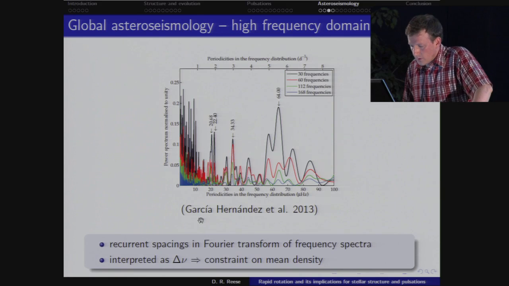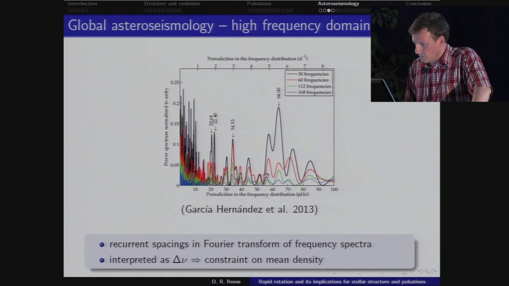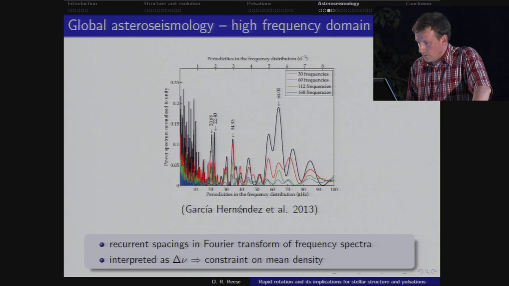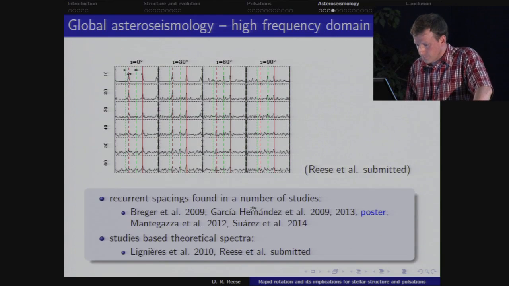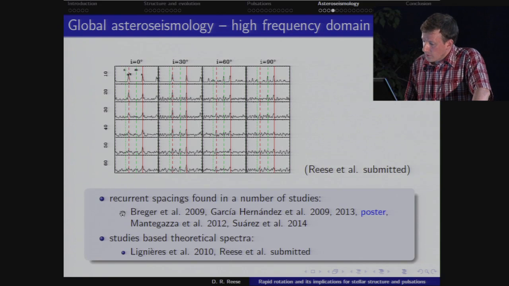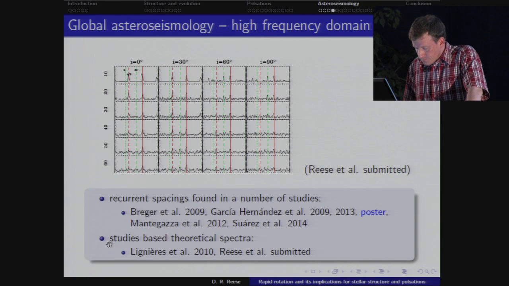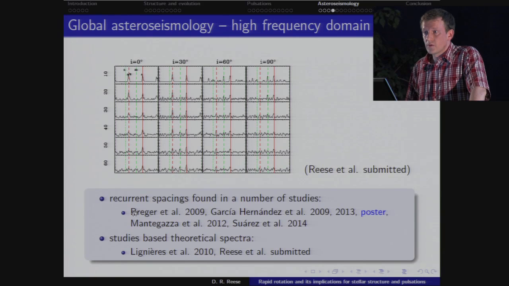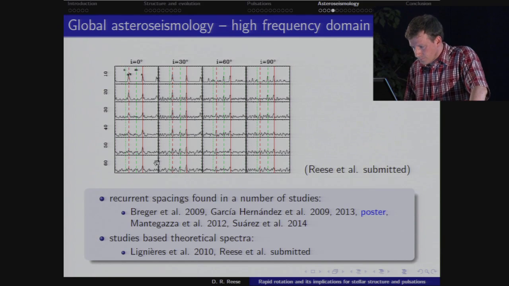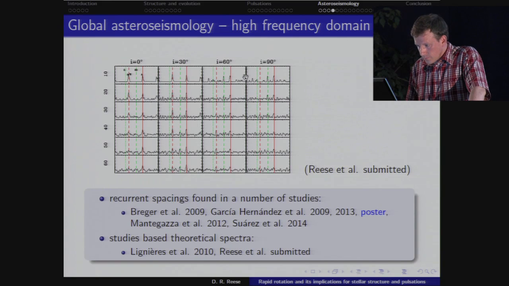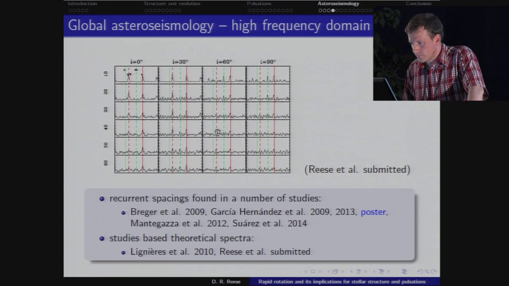Antonio and co-authors have been working on this in Delta Scuti stars, and they found the spacing in a Delta Scuti star here. There's been a number of other studies also looking for recurrent patterns in observed stars, and Antonio has a poster on that. On the theoretical end, we've also worked on seeing if you can expect to find such signatures. This is shown in the autocorrelation function of frequency spectra, where we've selected modes according to their visibilities.